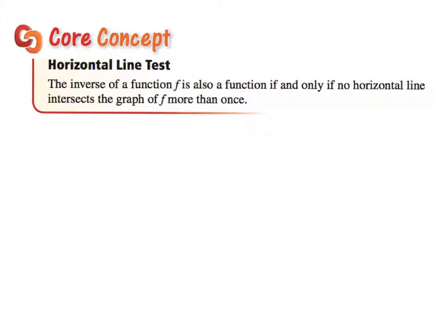So that leads into the next thing. You can use the graph of a function f, the original one, to determine whether the inverse is a function by applying the horizontal line test. This should make sense, because if you don't want to flip it, it's going to reverse. So you just do the horizontal line test to see if it works.